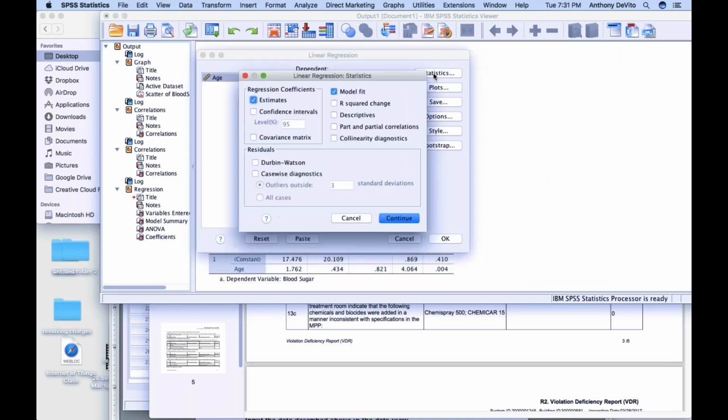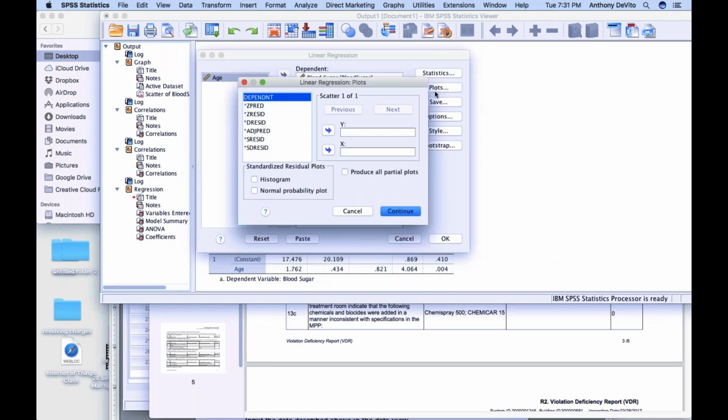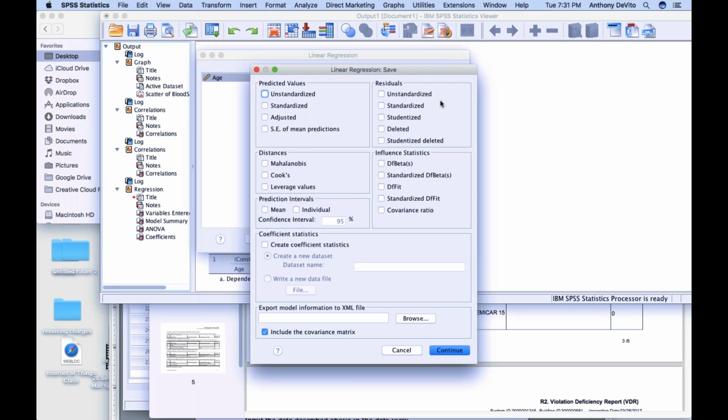This time I'm going to sneak down. There are a lot of different choices that we can have in these various options. We're going to be interested in plots as well in a little bit, maybe next week. But one of these is Save. I'm going to go into Save for a moment. It's a little bit different option in SPSS. It's not going to give us anything interesting in the output table.